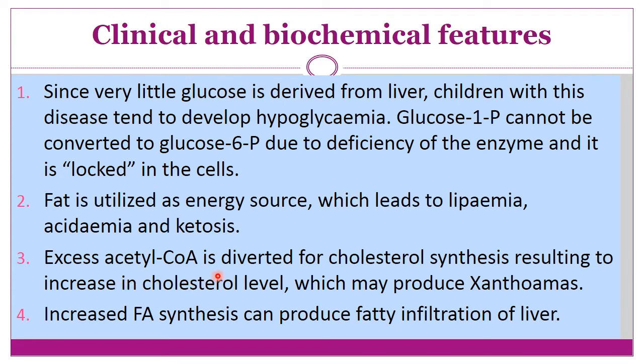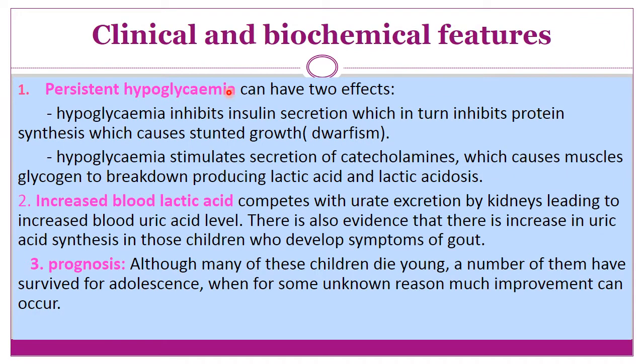Excess acetyl coenzyme A, we have seen, will cause synthesis of cholesterol or synthesis of ketone bodies. If it is synthesis of cholesterol, then it will produce xanthomas. Then increased fatty acid synthesis will produce fatty infiltration of the liver. Then persistent hypoglycemia, we have seen again and again. This hypoglycemia inhibits insulin secretion, which in turn inhibits protein synthesis and also causes dwarfism or growth retardation.